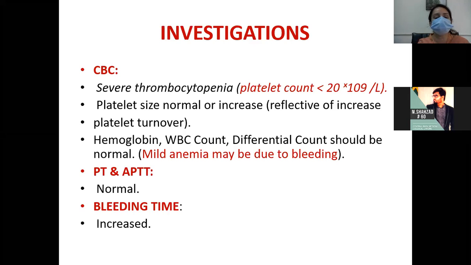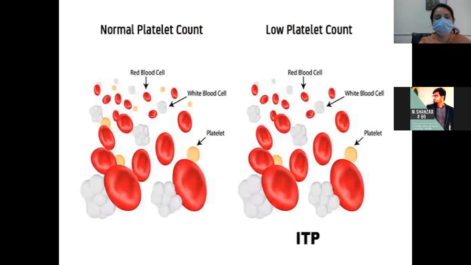The second thing is we will do the PT and APTT of this patient. PT and APTT will be normal in this patient, but the BT, or bleeding time, will be increased. So these are the normal platelets, as you can see in this picture. These are the red blood cells in red color. There are also white blood cells and platelets. And in ITP there will be a low platelet count. Red blood cells will be normal, and WBC will also be normal, but the platelet count will be decreased.